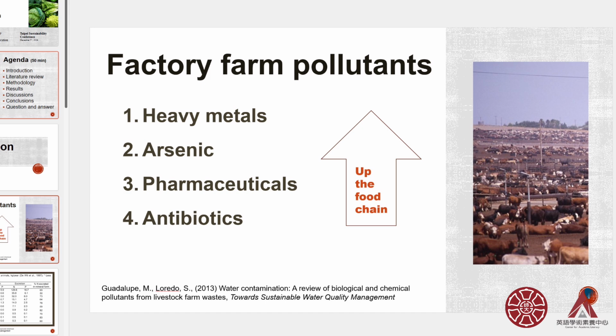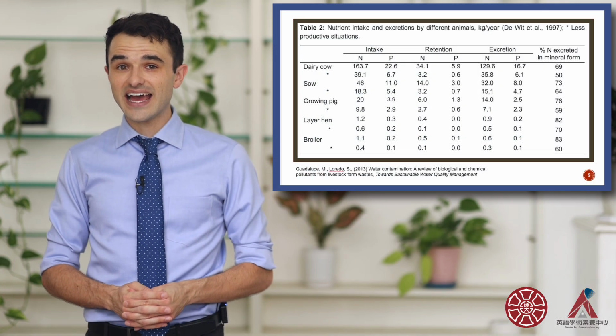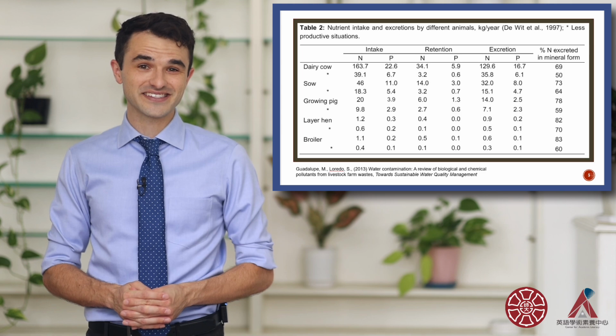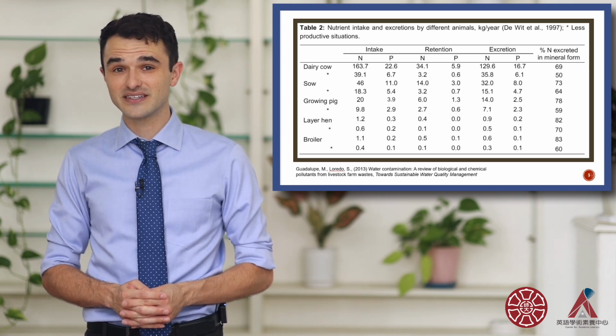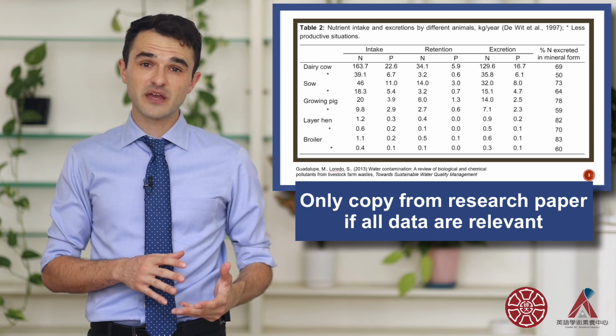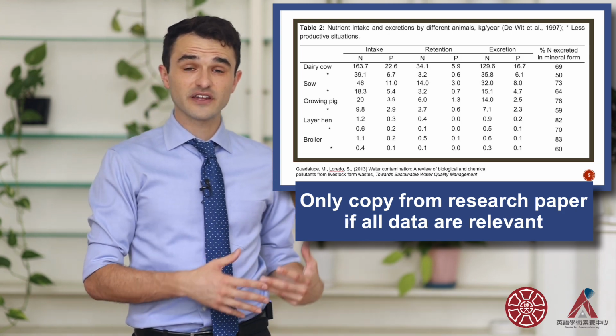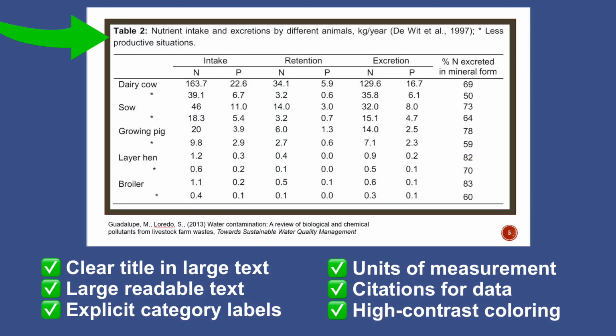Now, I can add images to some of the slides that are relevant to the topic, or that show the research site. Next, I need to add some graphs, charts, or schematics to highlight data and concepts. I only copy them from my research paper if all of the data are relevant for my presentation. A clear title in large text at the top, large readable text, explicit category labels, units of measurement, like kilograms, pounds, millimeters, citations for figures from other studies, and high contrast coloring to ease reading are what I need.